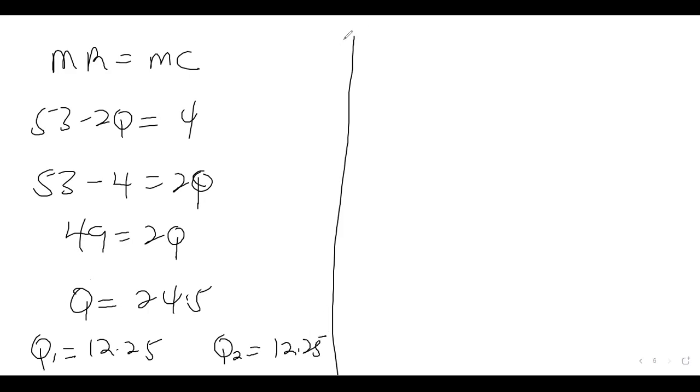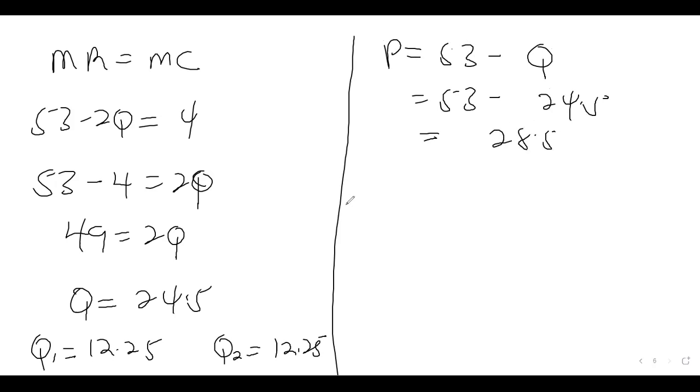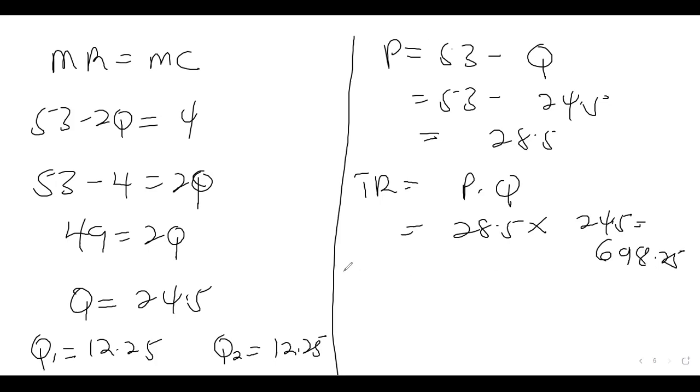Now, if you want to look at the industry profit, you find the total revenue for the industry. Remember that total revenue is price times quantity. So here, the price is equal to 53 minus Q, that will be 53 minus 24.5, so the price will be 28.5. So total revenue will be price times quantity, that will be 28.5 times the industry quantity, 24.5, which gives us 698.25. Then the total cost is, remember, 15 plus 4Q. So we have 15 plus 4 into brackets, the industry quantity 24.5.